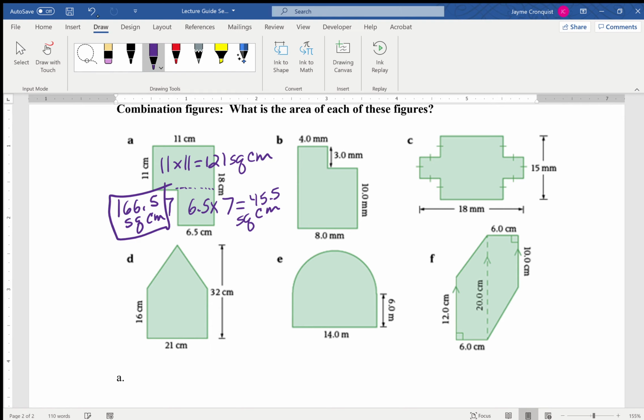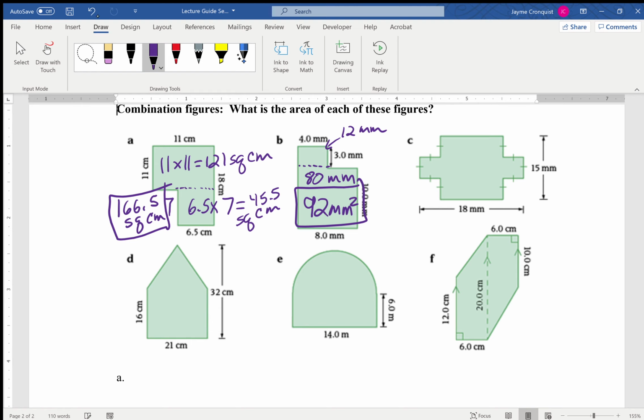All right, so we're going to do another one here. This is a 3 by 4 millimeters, so this is 12 millimeters. This one is a 10 by 8. So a 10 by 8 is 10 times 8, which is 80. So this one is 80 millimeters. Add them together, I get a total of 92 millimeters squared. And that's my answer.